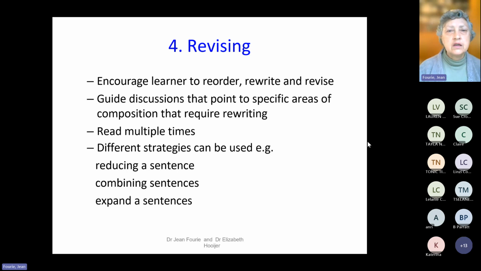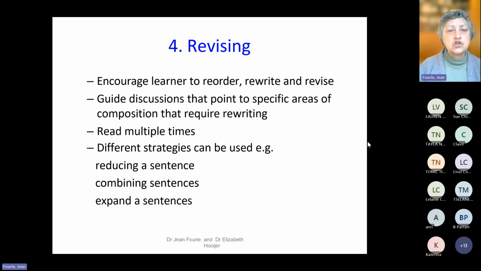All right, now we get into the next phase, which is revising. And in the revising phase, you're now encouraging the child to reorder, rewrite, revise, look at ways that things can be done differently. So we are going to do lots of reading of that first draft. Remember, reading and writing, speech and listening all happen at the same time. So we have to do a lot of rereading and thinking about what we've written so that we can decide which things we are going to change.